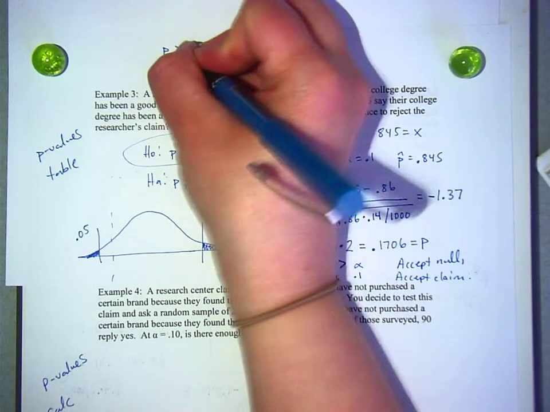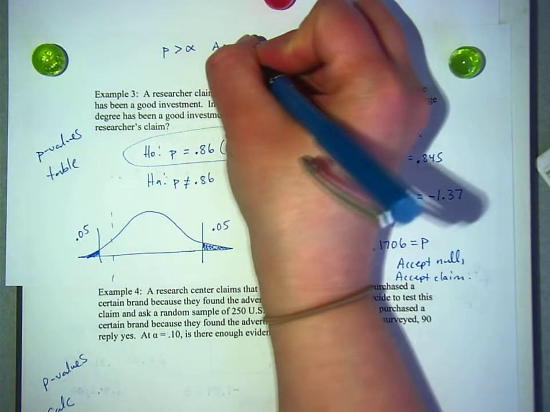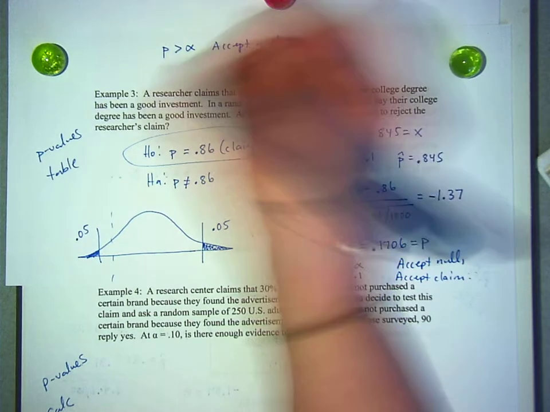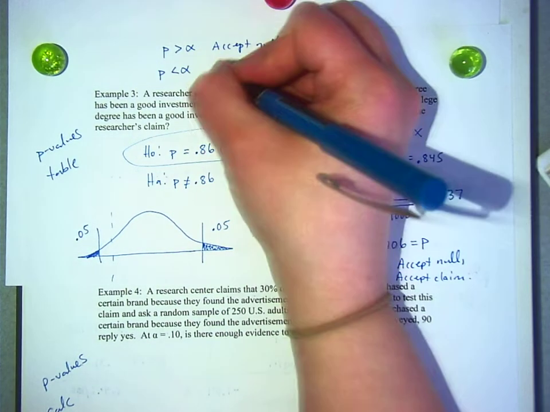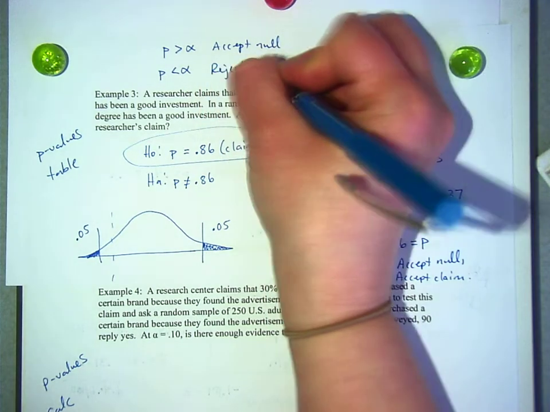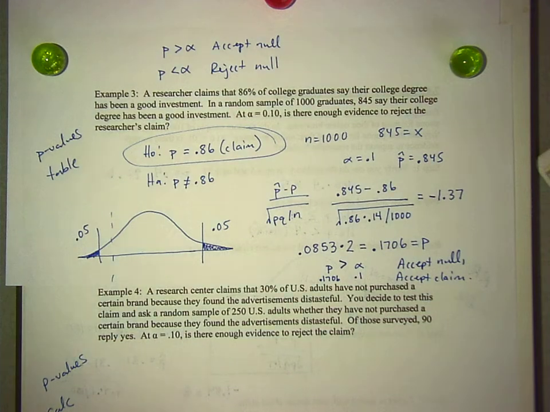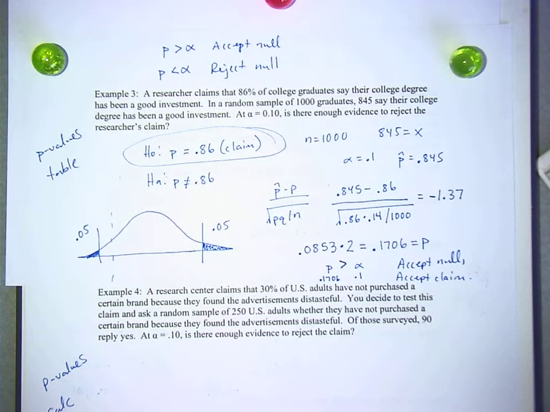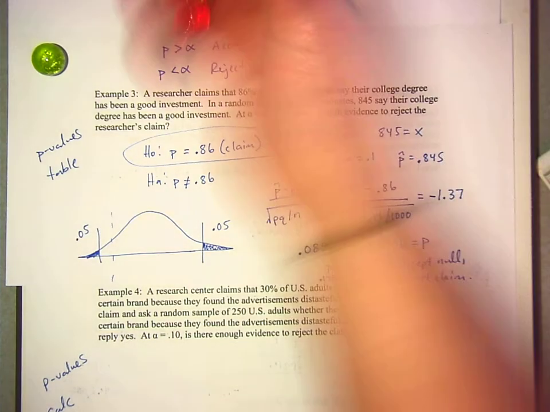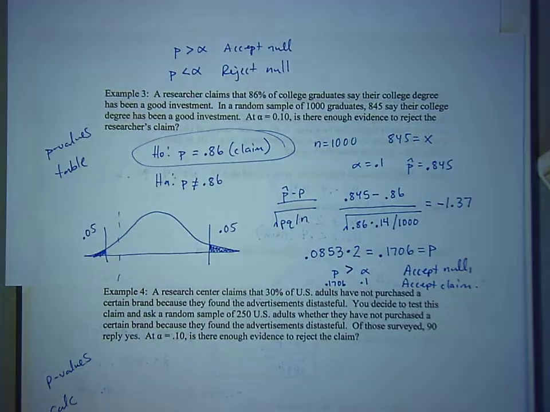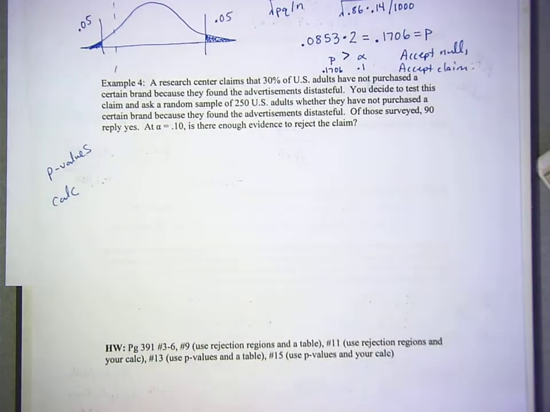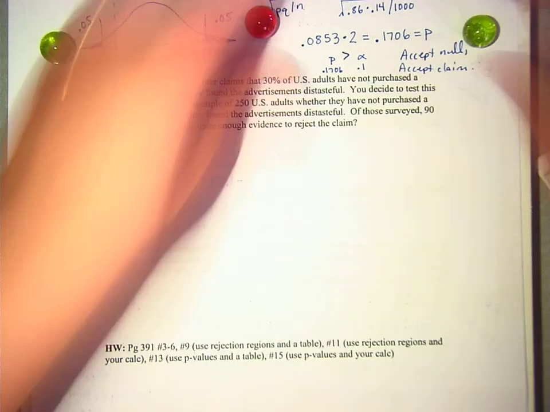I'm going to write that at the top again, just so that you remember. If p is bigger than alpha, accept the claim, or accept the null. If p is smaller than alpha, reject the null. Now actually, if you're thinking about things that save you time, this is the one that saves you the most time: using p-values with the calculator. So let's see how fast we can do this one.